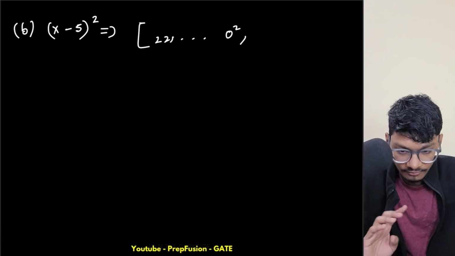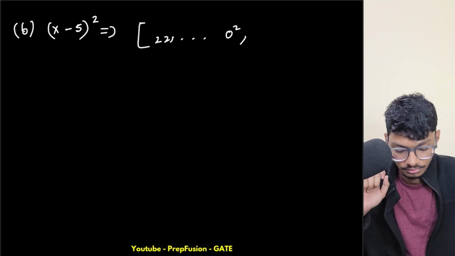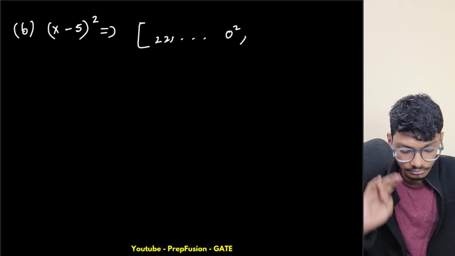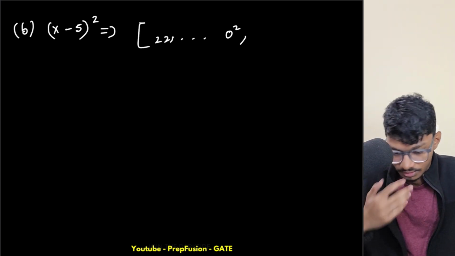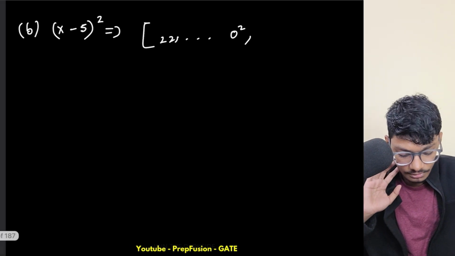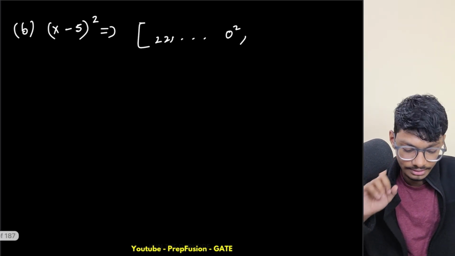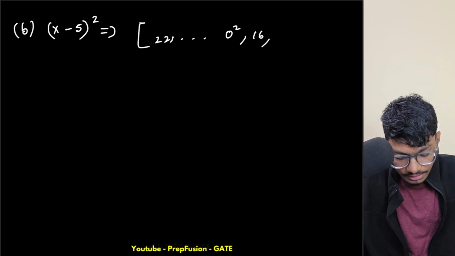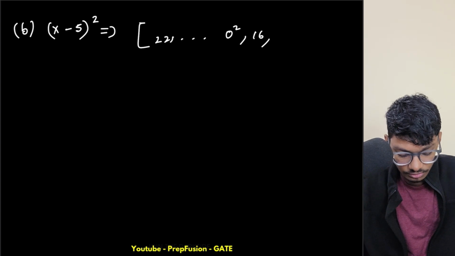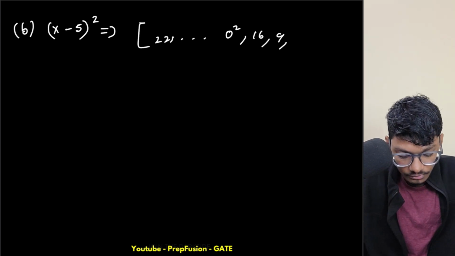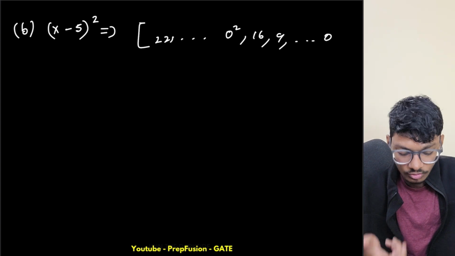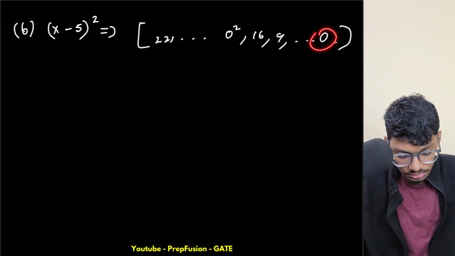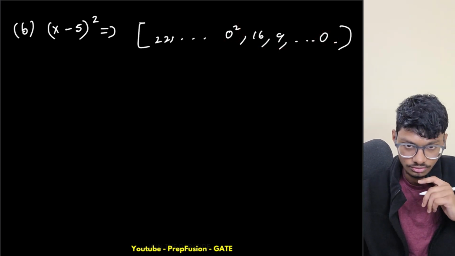Fine. At 4, it will be minus 1 whole square. At 1, it will be minus 4 whole square, so it will be 16. At 2, it will be minus 3 whole square, so it will be 9. And again we go to 0 at 5, 0 whole square. So what we are seeing is that these two are the same, and a few other elements are also the same.